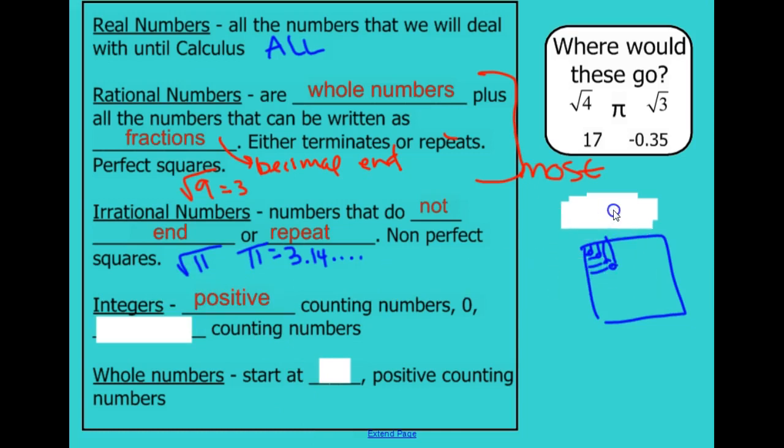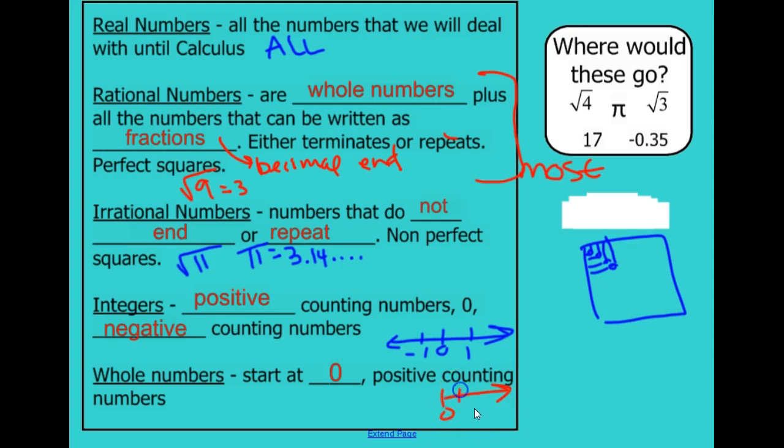Integers, these are our counting numbers: 0, our positive counting numbers, and negative counting numbers. These are the ones you see on your number line, negatives and positives. But then our whole numbers just start at 0 and only the positive counting numbers. So the whole numbers are just 0, 1, 2, this direction. So see the difference there.